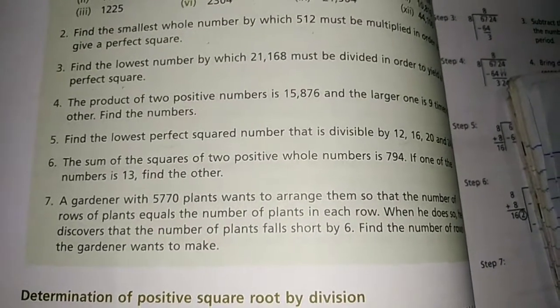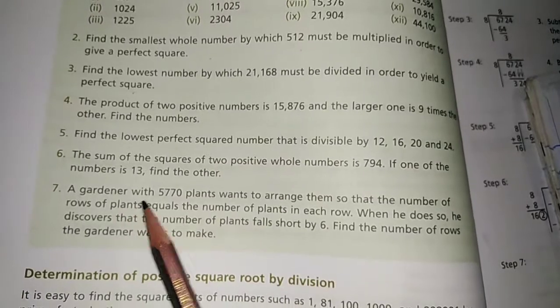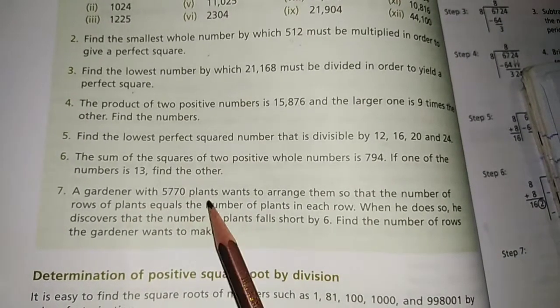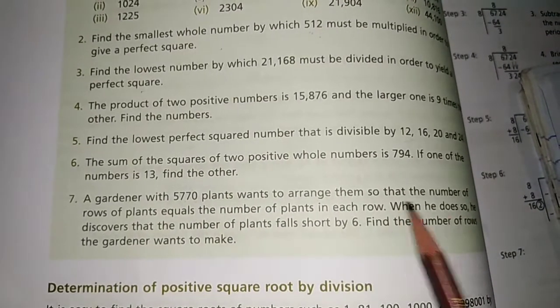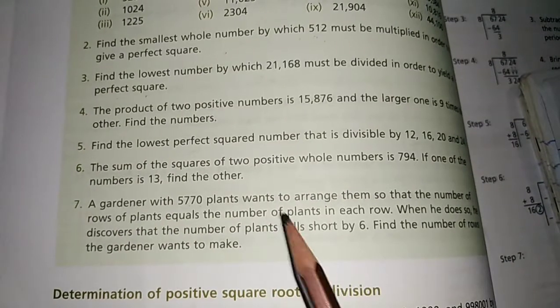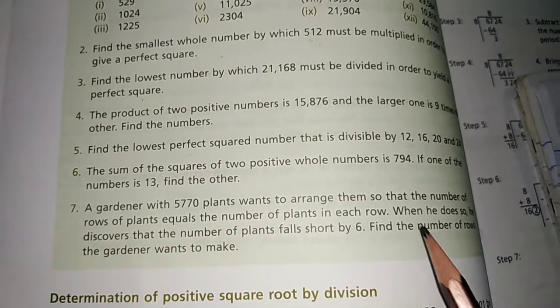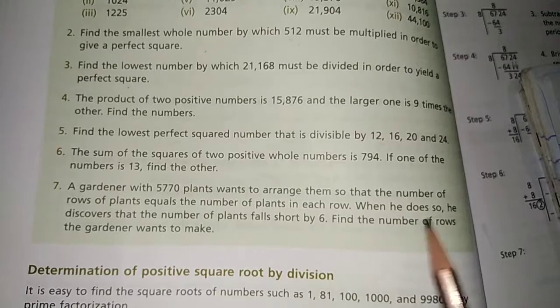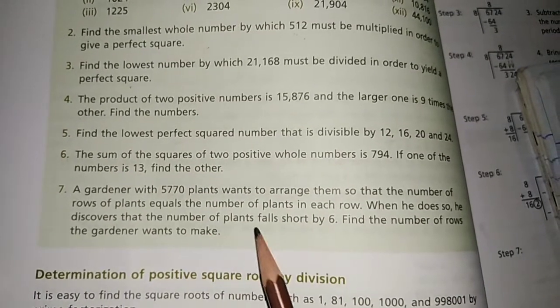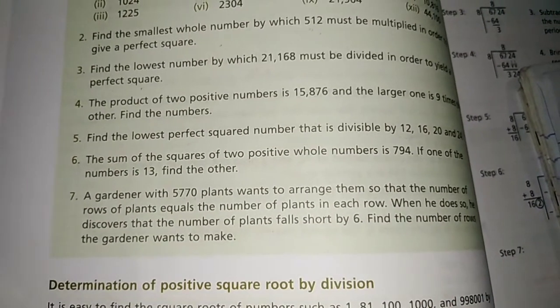Okay students, the last question of this exercise is: a gardener with 5,770 plants wants to arrange them so that the number of rows of plants equals the number of plants in each row. When he does so, he discovers that the number of plants falls short by 6. Find the number of rows the gardener wants to make.